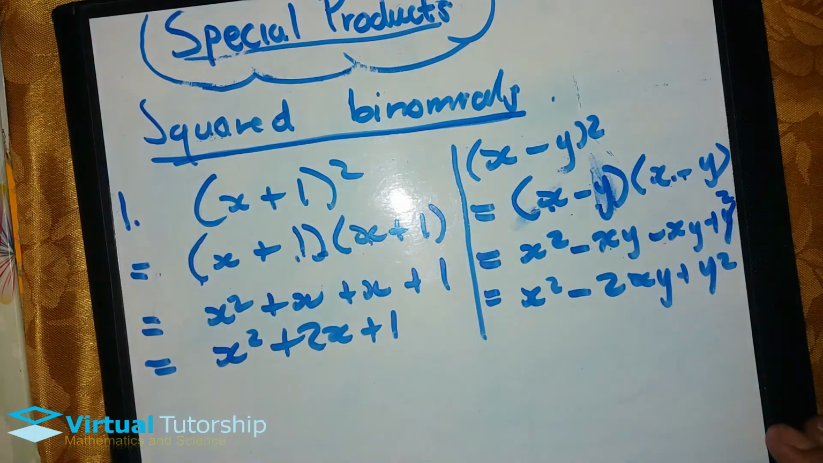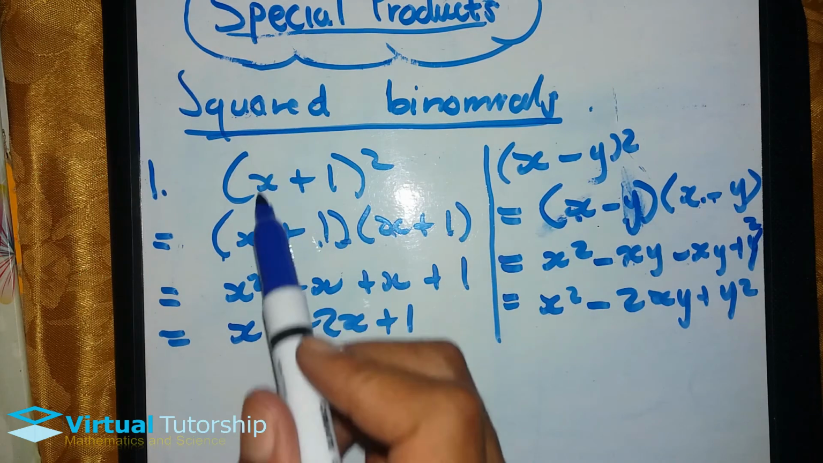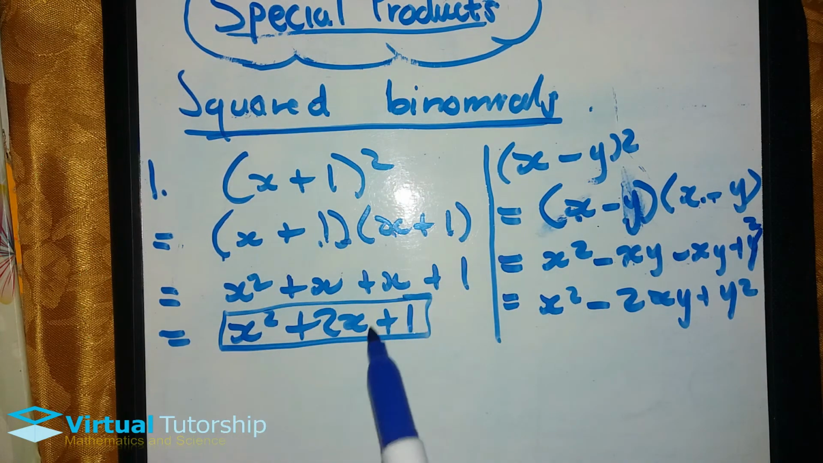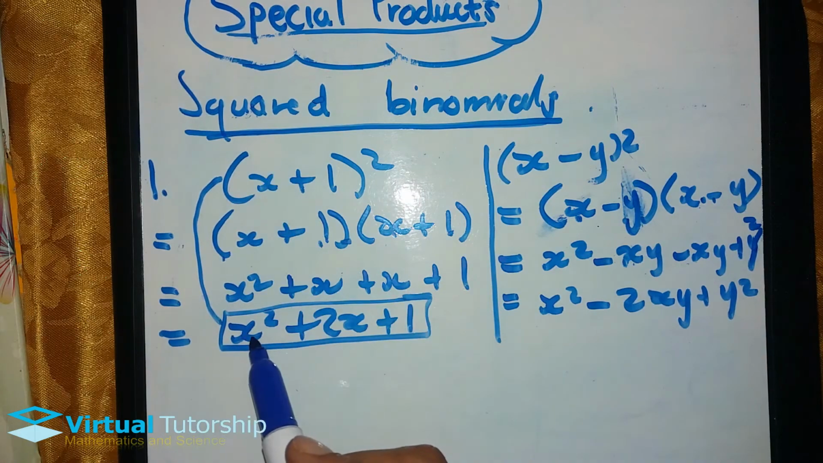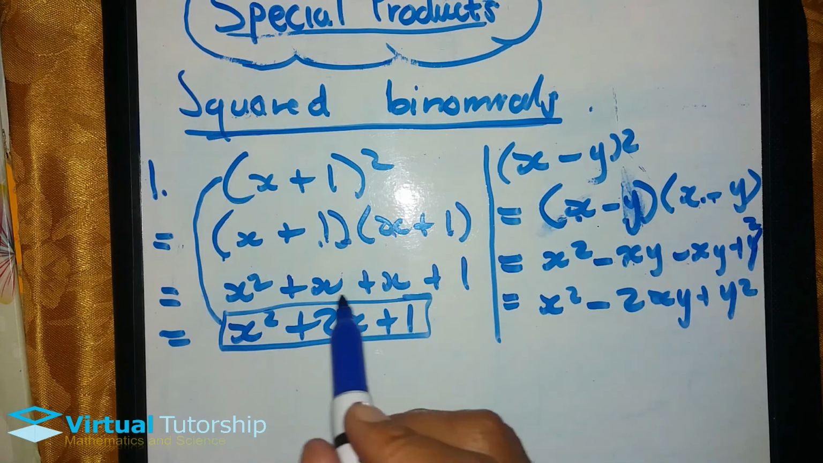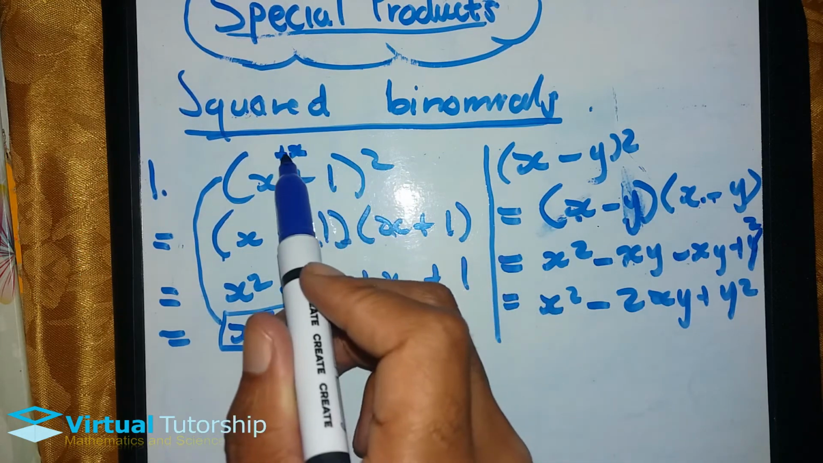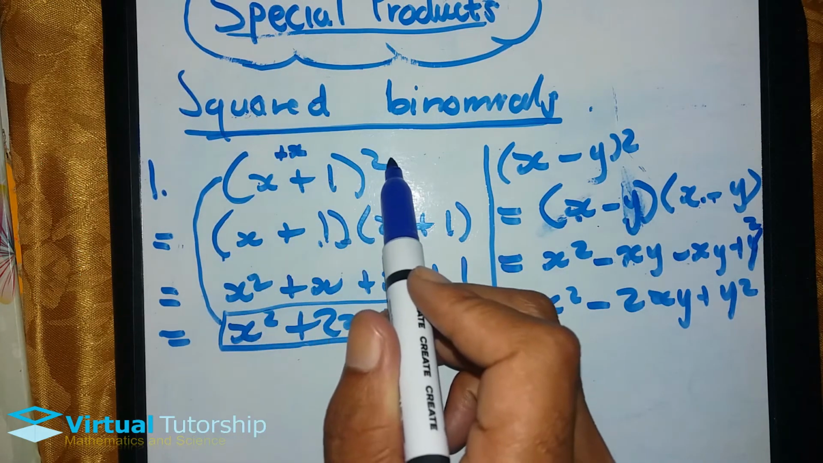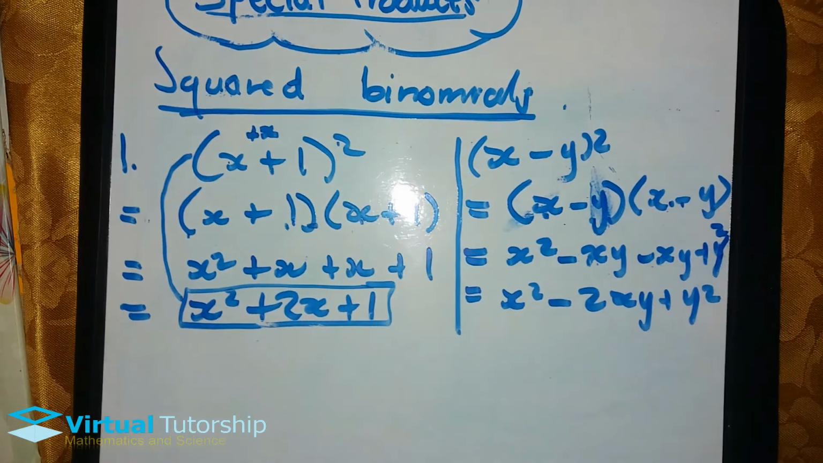Mathematicians noticed something whenever trying to solve squared brackets using the distributive law: they discovered that your answer comes out this way without using the distributive property. x times x gives x squared, positive 1 times positive 1 gives positive 1, and the middle term comes from x times 1 giving positive x, and then 2 times positive x gives you the middle term.